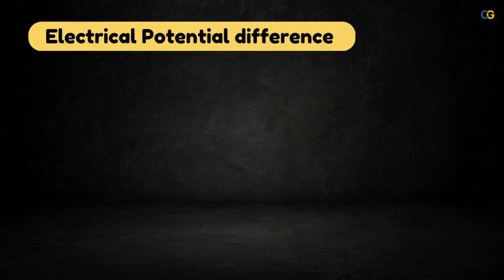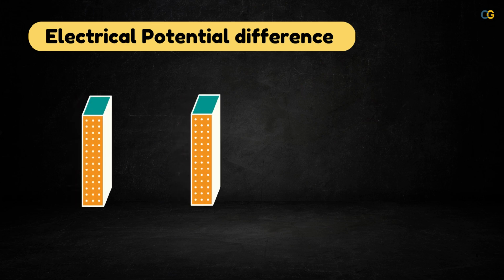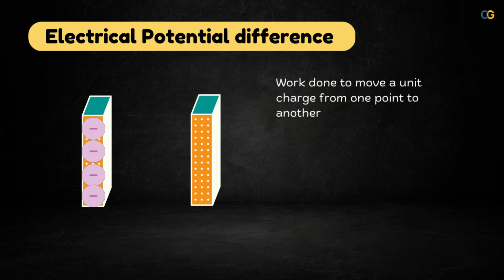If we keep two plates of a conducting material and collect all the charges on one plate, we have done some work in moving all these charges to one position. So this work done to move a unit charge from one point to another is called the electric potential. Now, because there are more electrons on this side, there is a potential difference between one plate and another which causes the electrons to move across.